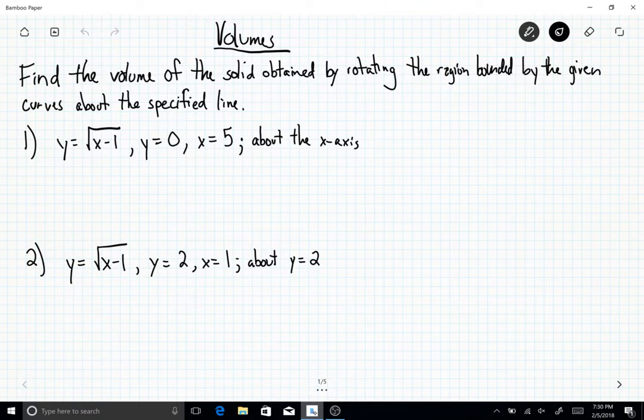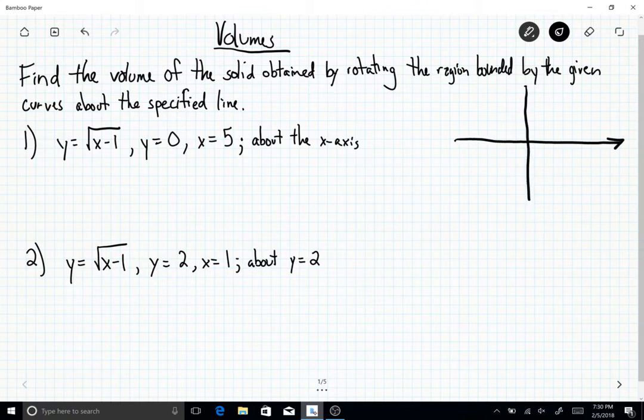So in the first problem, we take y equals square root of x minus 1, y equals 0, and x equals 5 as our curves. And then we want to revolve that about the x-axis. So what does that actually look like? Well, first things first, you can always draw the curve and get a feel for what's going on. So the square root of x minus 1, that's just taking the graph of the square root of x and shifting it over 1 unit. So we'll say this is the starting point, this is 1. Y equals 0 is one of our bounds, so the x-axis essentially is one of our bounds. And then x equals 5 is our other bound.